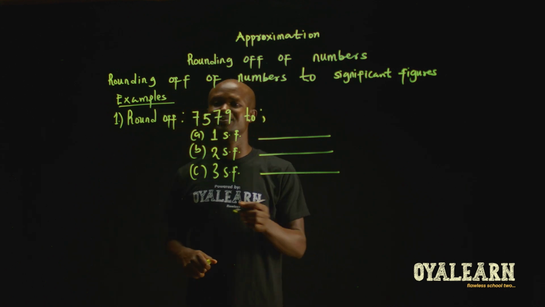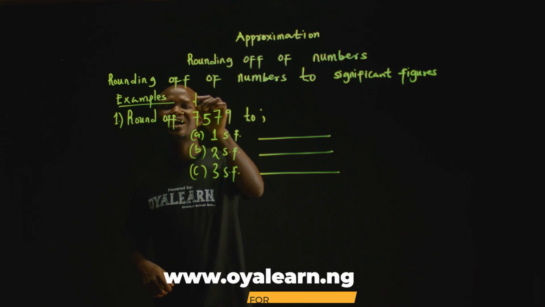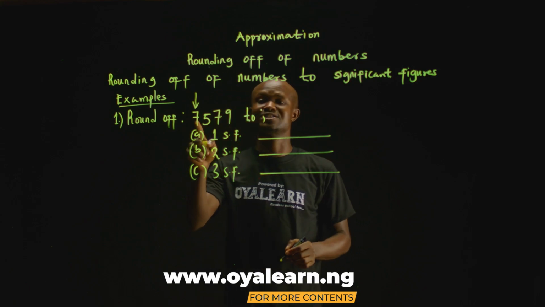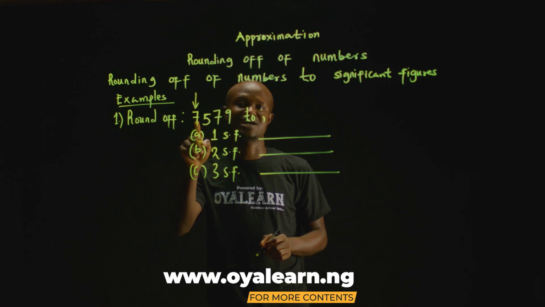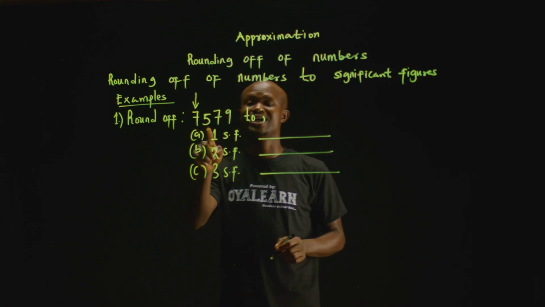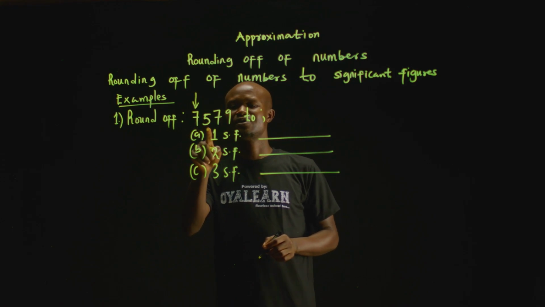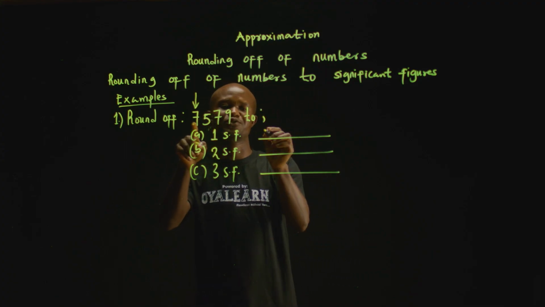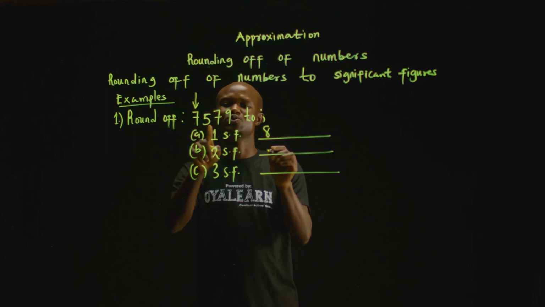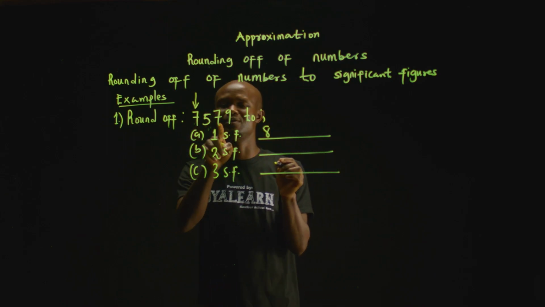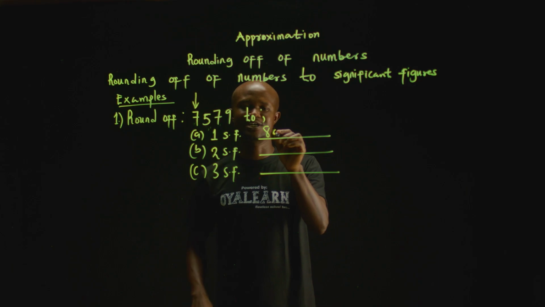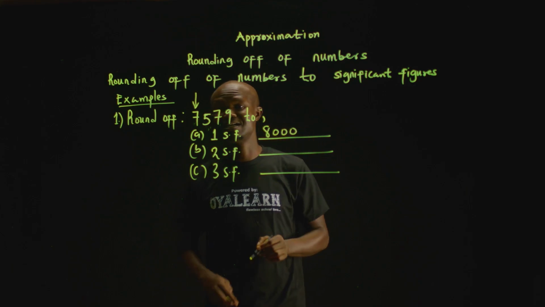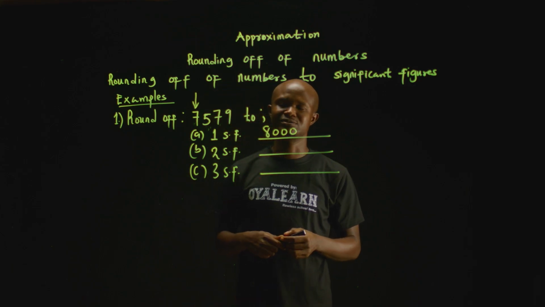Then we start counting from there. So in this case, we have 1 and 1 SF. This is just 7. So we are considering 7 now. And at the back of 7, what do we have? We have 5. So we take 1 from this 5, then add it to 7. What do we have? We have 8. So what do we have here? The remaining numbers here will turn to 0. So the answer is 8,000.